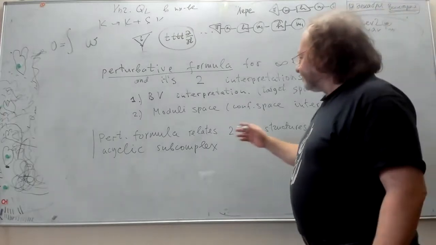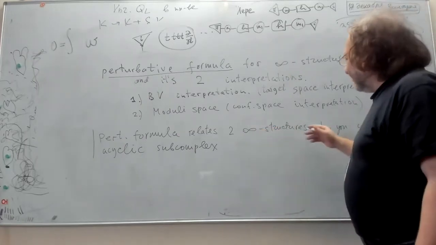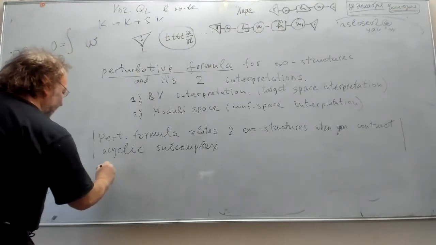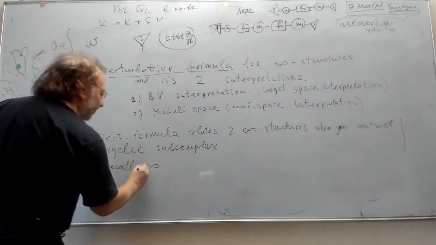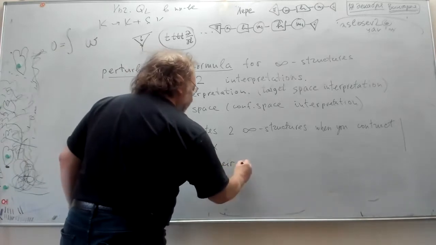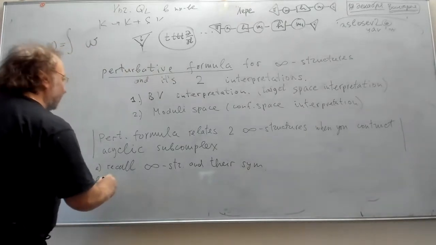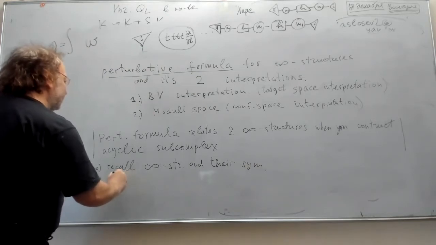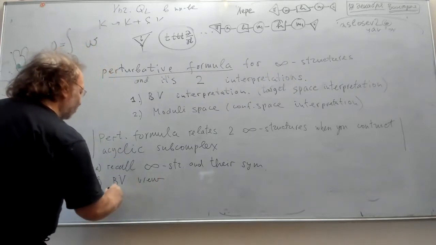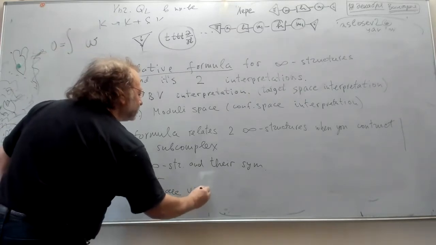So before we apply this and study how it comes out, I'd like to recall the notion of infinity structures. So my plan would be, once again: A, recall infinity structures and their symmetries. B would be BV view. And C would be moduli space view.